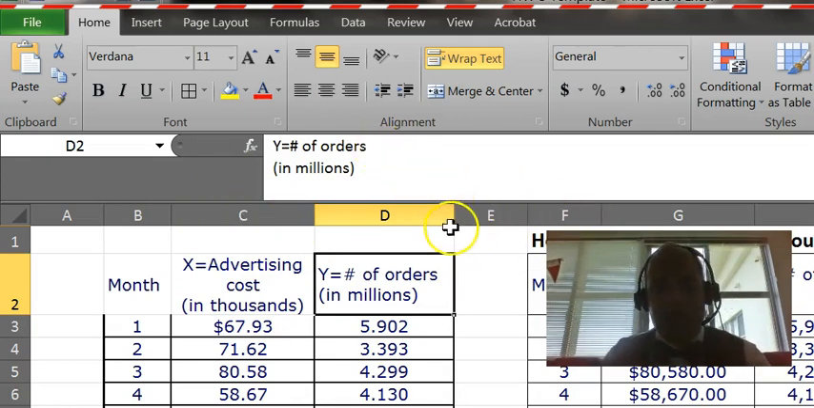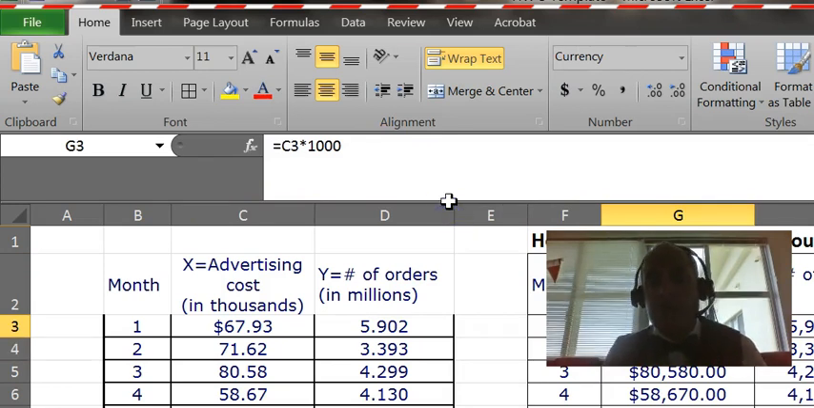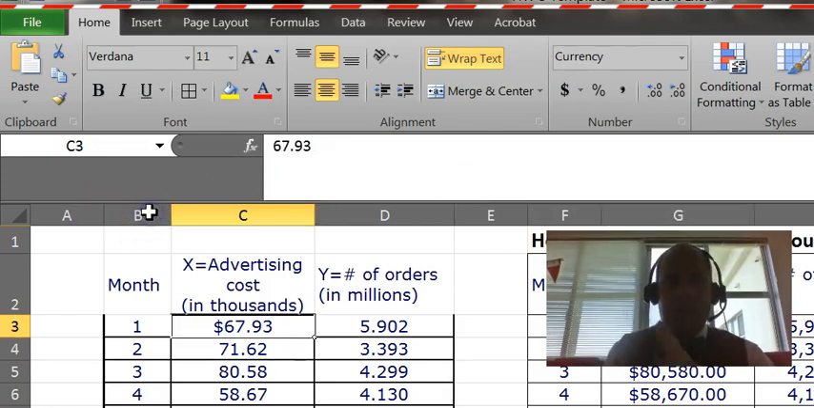This is what I put on the right side of the screen. And I'm just telling you, if this was me running this data for my employer, supervisor, boss, contract, whatever, this is actually how I would format my data. I would actually have it say $67,930 or 5,902,000 orders. I would not say 5.902 or 67. And let me tell you why.